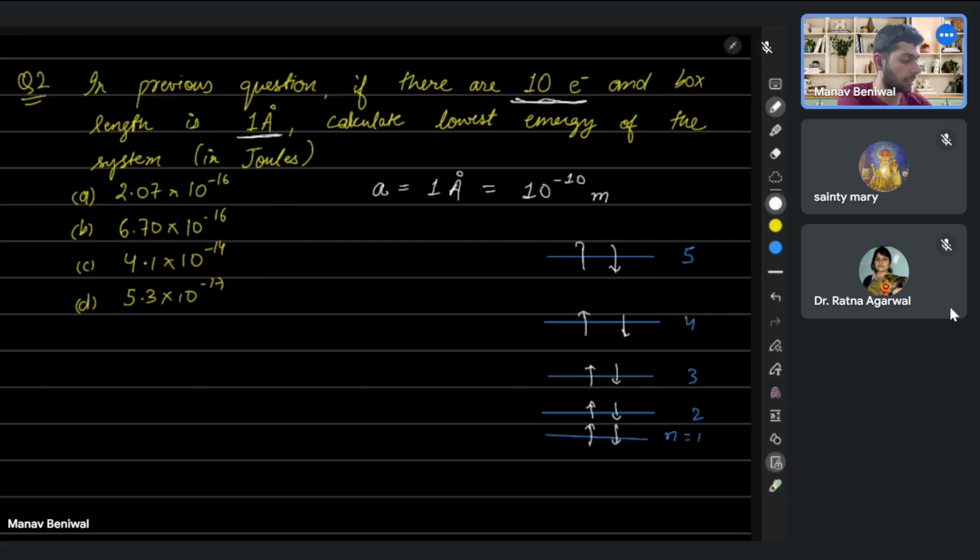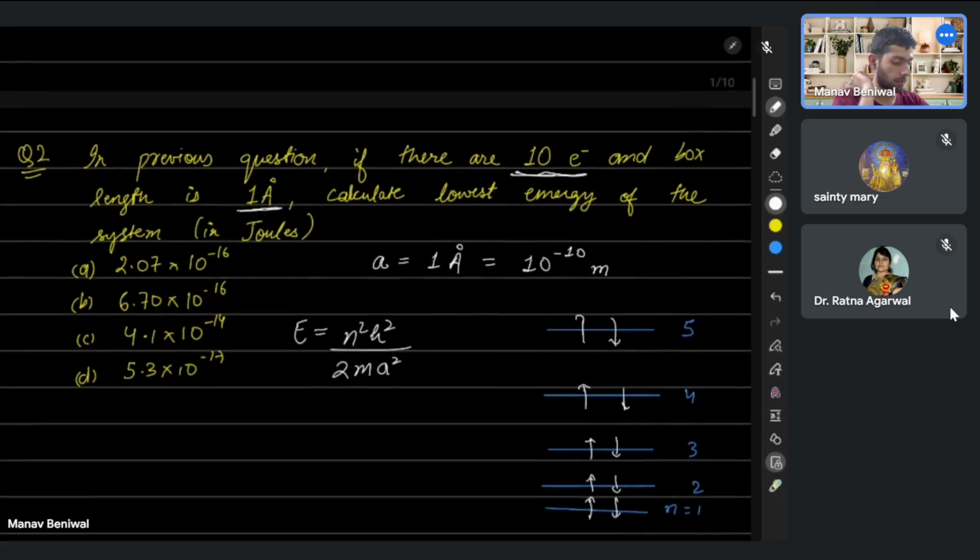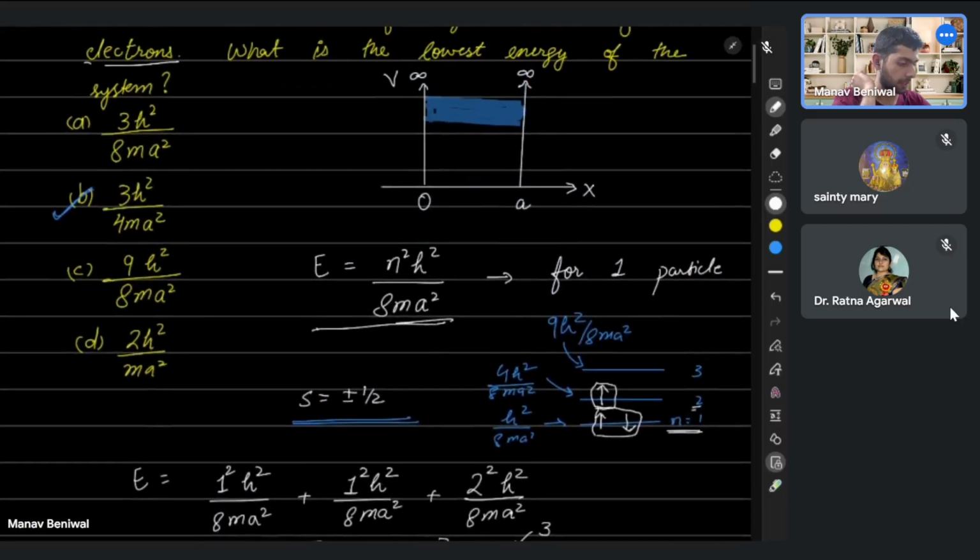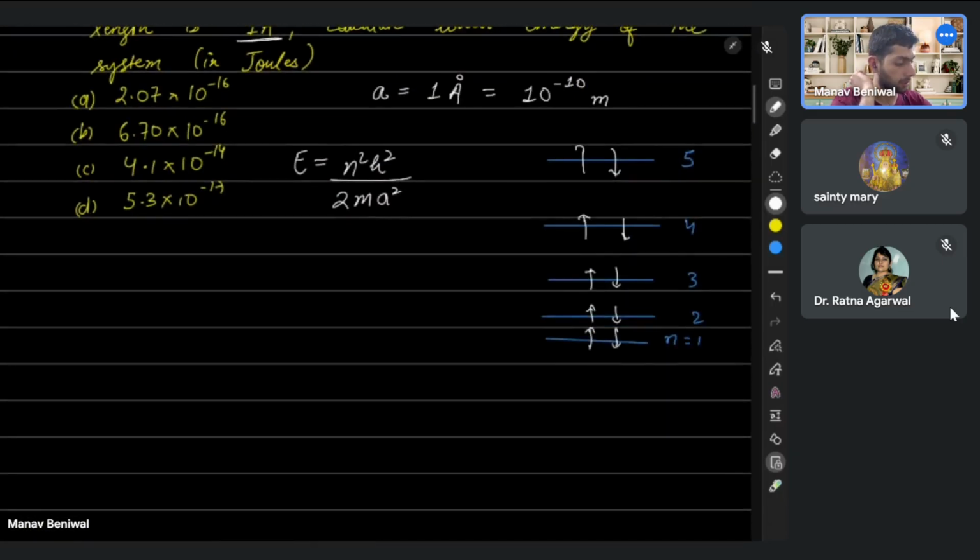Now we have distributed the electrons. We know the formula for E. E is simply n squared h squared upon 2m a squared. Is it 2? Is it 8? Yeah, it is 8, sorry. So 8m a squared. This is the formula. So for the first level n is 1 and then 2, 3, and so on.